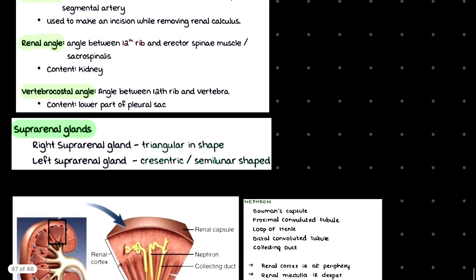Now, since we're talking about suprarenal glands, the glands that are present on the superior surface of our kidney, they are the right suprarenal and left suprarenal. There is quite a difference in their geometry. The right suprarenal gland is triangular in shape, whereas the left suprarenal gland is concentric semilunar shaped.